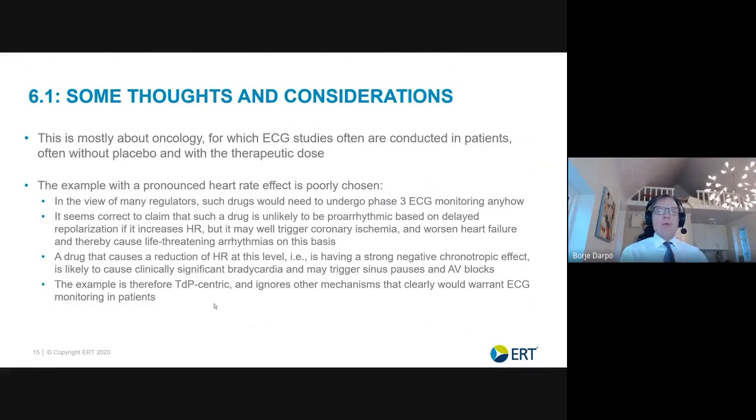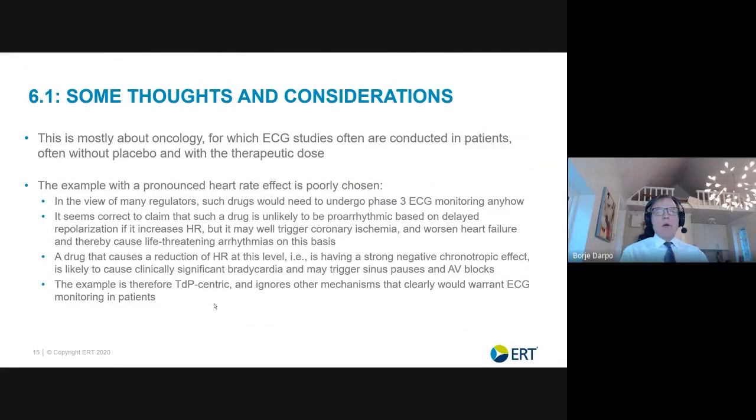And please bear in mind that the E14 document is about demonstrating which drugs should undergo ECG monitoring in phase 3. It's really the role of the therapeutic study to determine this and not the labeling as such. I think it seems correct to claim that a drug that increases the heart rate by 20 beats per minute will not cause proarrhythmic events based on delayed repolarization.